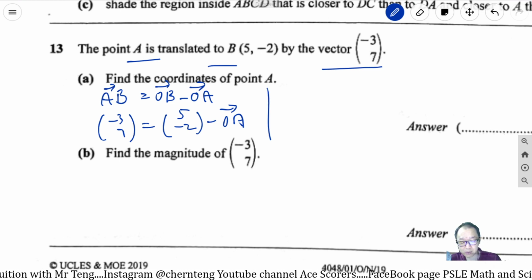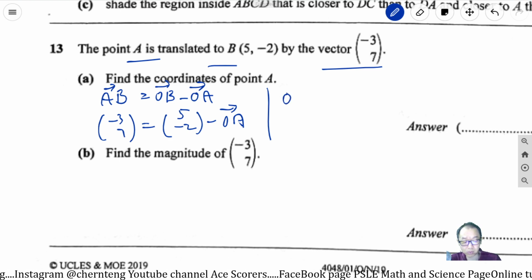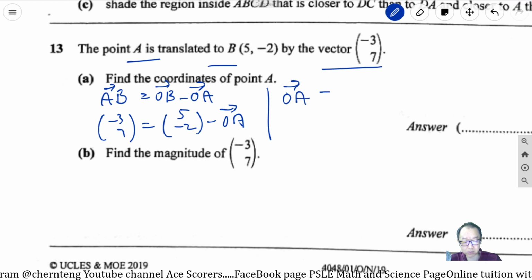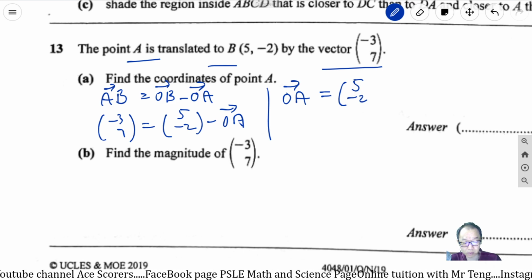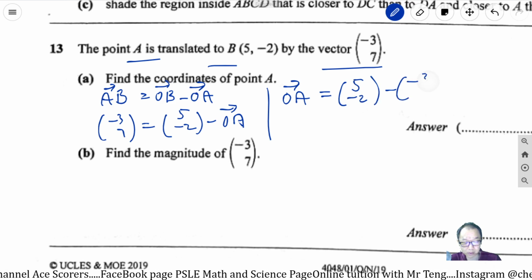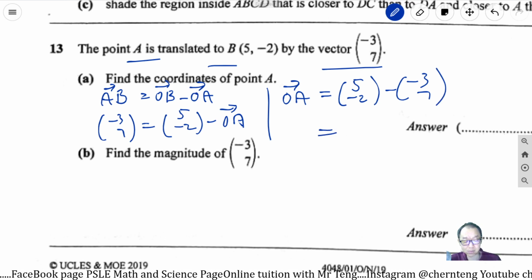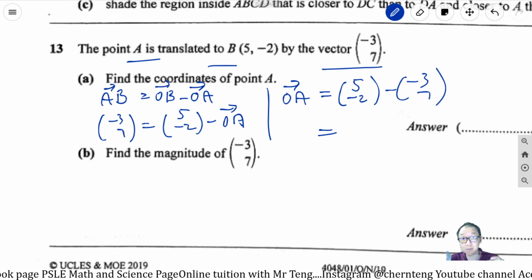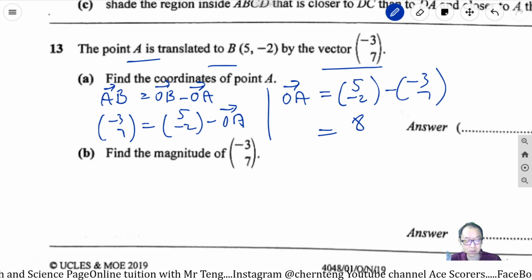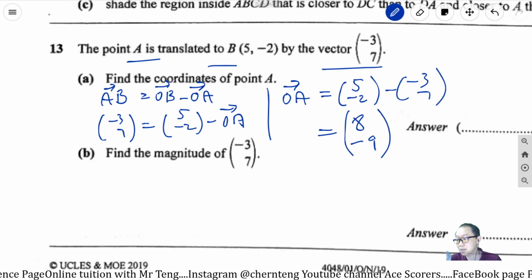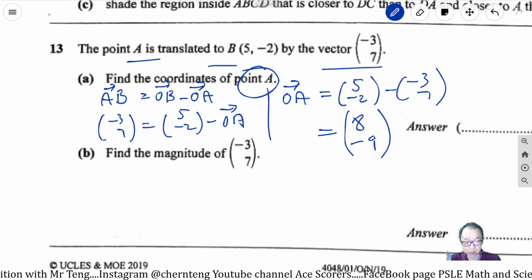So OA, we bring the OA to the left, bring the number to the right. So OA equals 5, negative 2, minus 3, 7. When we take 5 minus 3, it becomes 5 plus 3, which equals 8. Minus 2 minus 7 is negative 9. So we have our answer, which is 8, negative 9. So that's the coordinates.